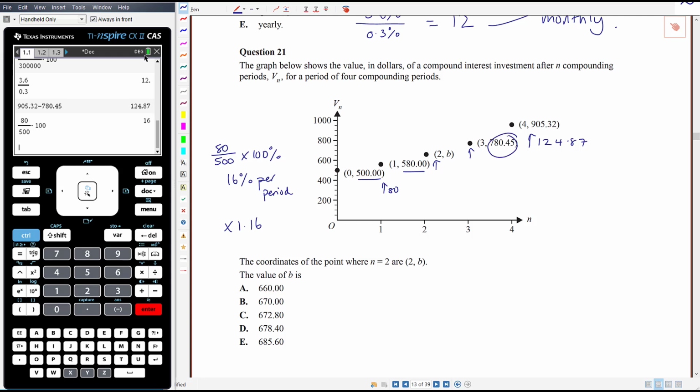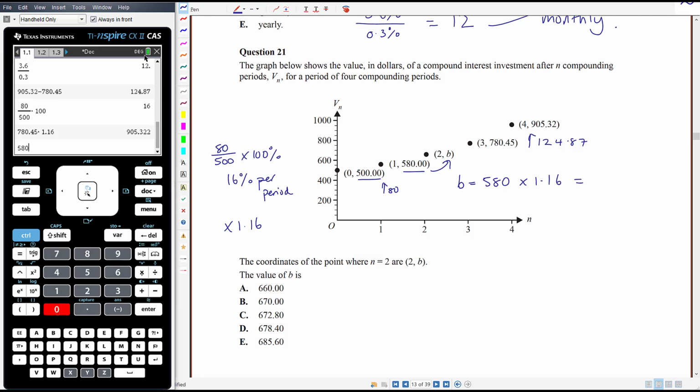So let's just check that that works from compound period 3 to 4. If we did 780.45, and we multiplied that by 1.16 to increase it by 16%, we indeed get $905.32. So therefore, to work out b, b is going to be 580 multiplied by 1.16, and so that is $672.80. So the value of b, $672.80, is option C.